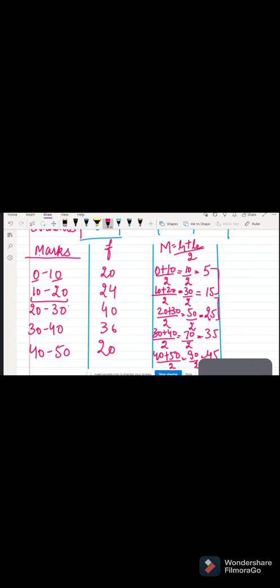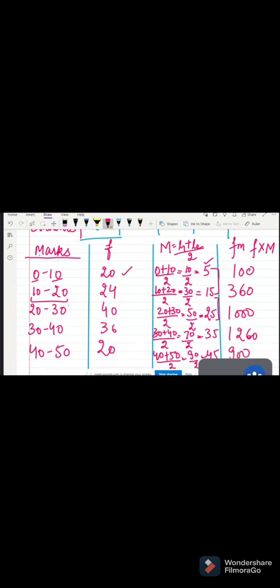The next step is to get fm. How you get fm? Frequency को multiply करोगे mid value से. Now frequency is this and mid value is this. So 20 into 5, 100. 24 into 15, 360. 40 into 25, 1000. 36 into 35, 1260. And 45 into 20, 900.